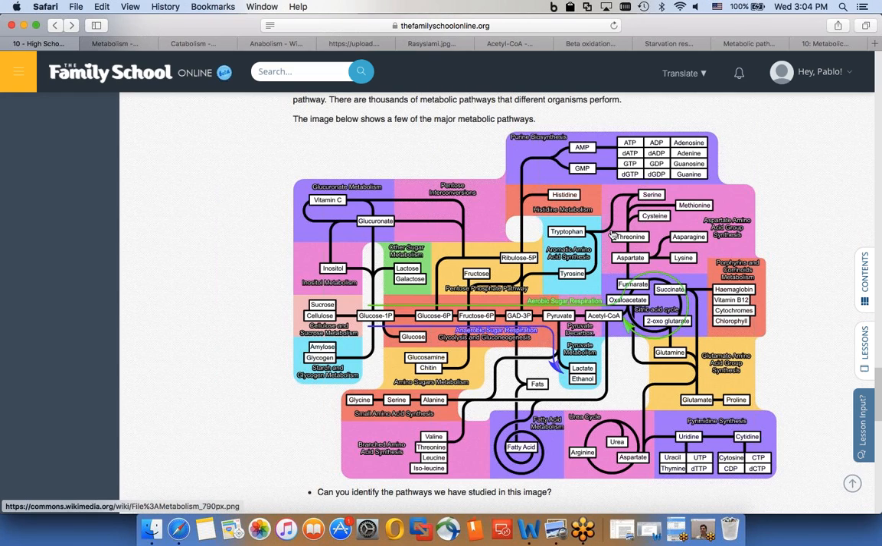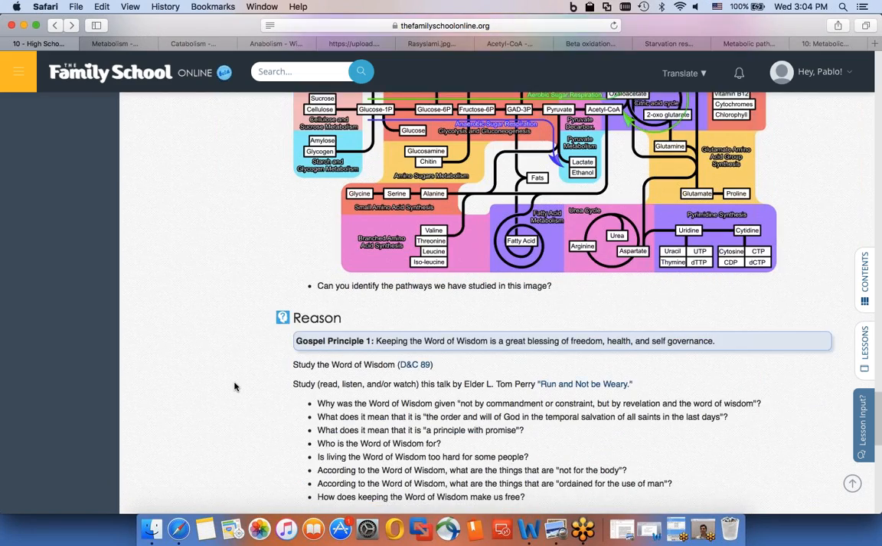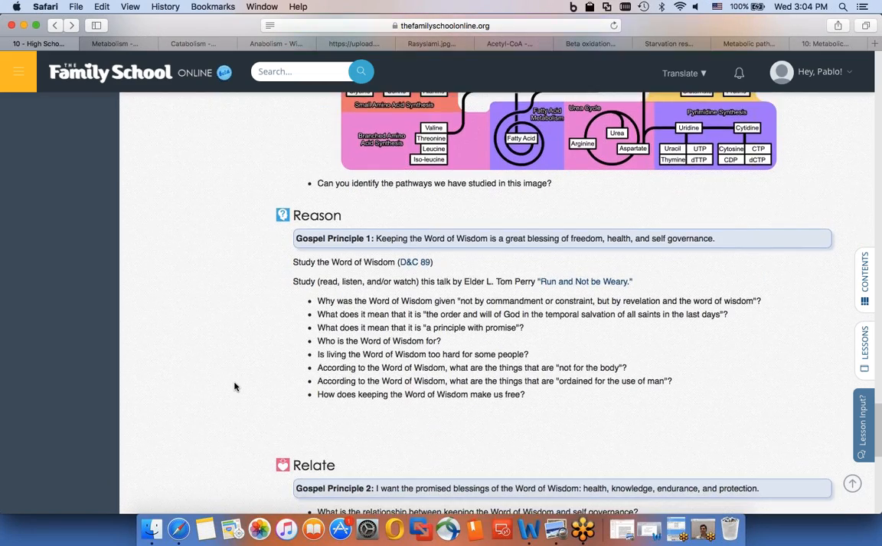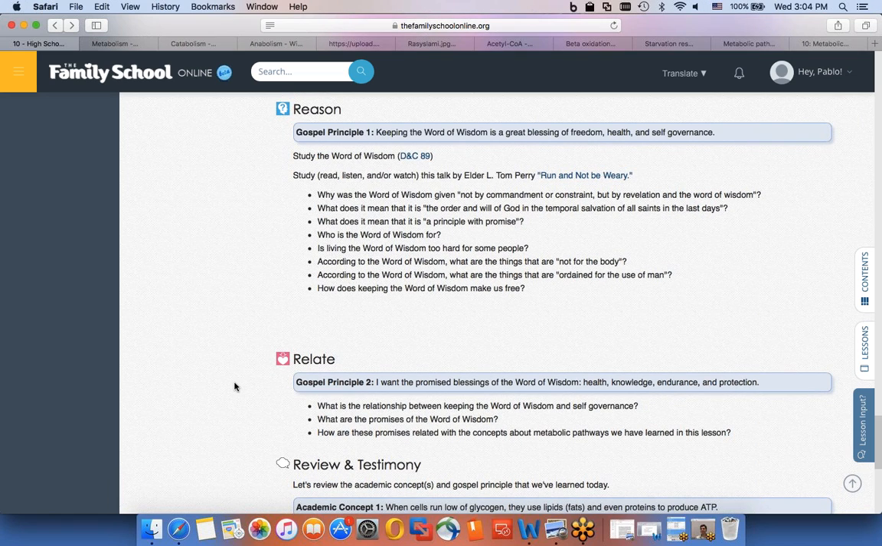And so here we have just a little graph showing a few of the many, many metabolic pathways that the body has. Every single thing that the body does is one of these metabolic pathways. So, Nathan, would you like to share with us some things that you've learned here about this gospel principle?